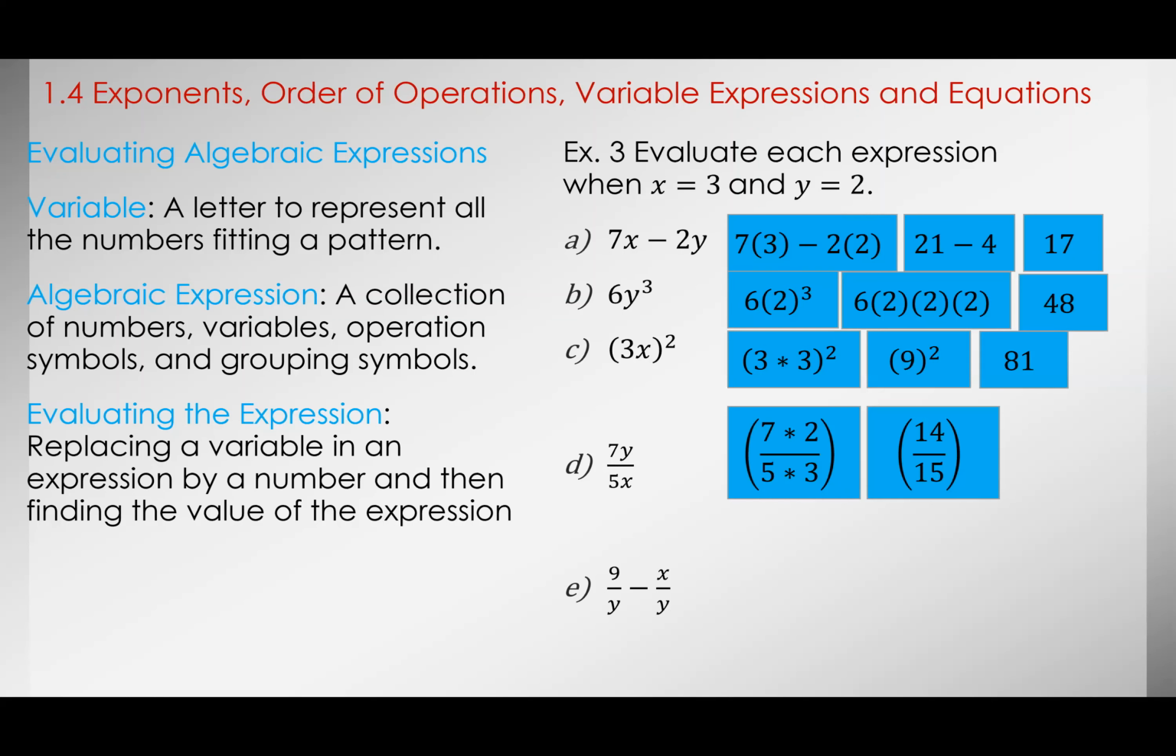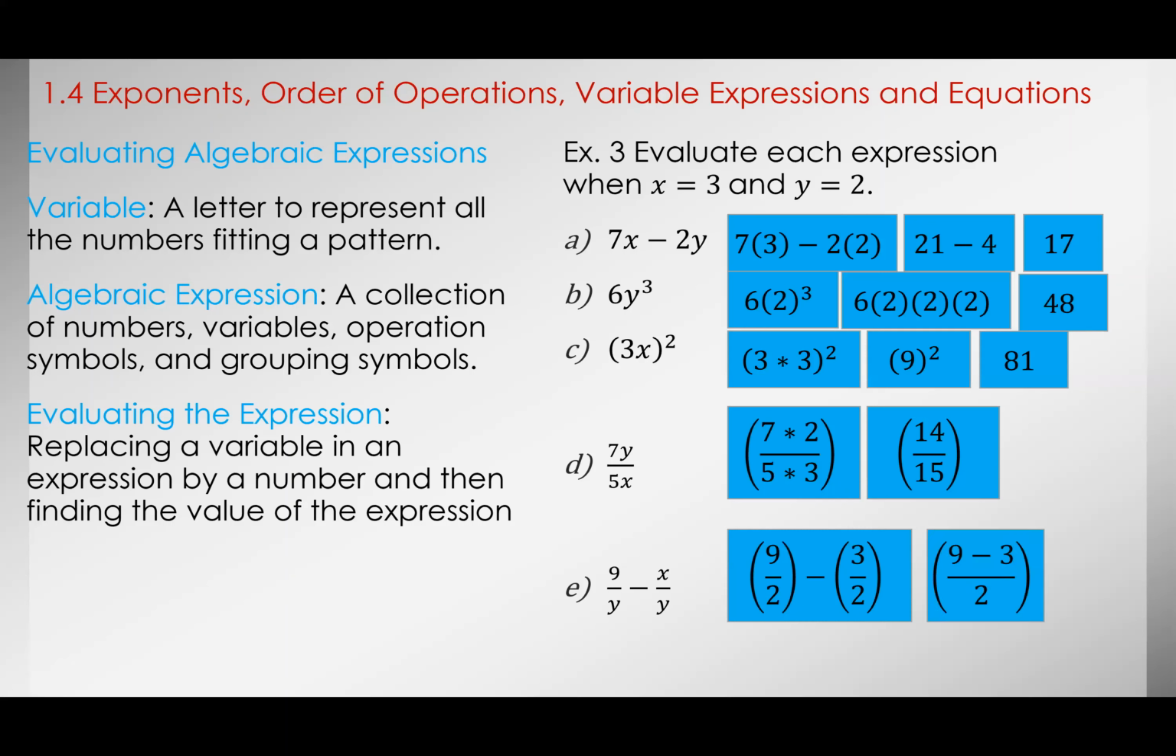And lastly, if they give you something like this, don't freak out. If they ask you to evaluate, all you need to do is plug it in. Do you agree that 9 over y becomes 9 over 2, and x over y becomes 3 over 2? And life is good. Why? The denominator is the same. And a reminder from yesterday: if the denominator is the same, all you need to do is combine the top and keep the bottom. In this case, 9 minus 3, subtract the top, keep the bottom, which is 9 minus 3 is 6.